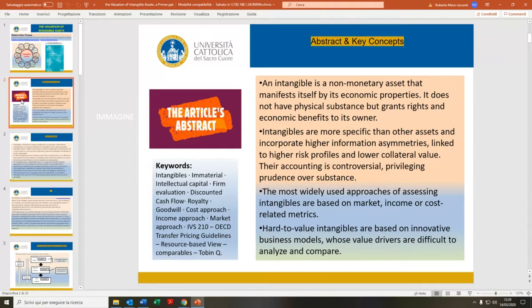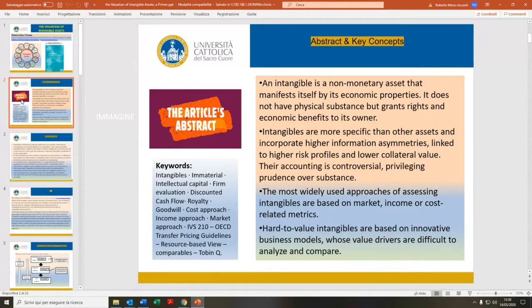In general, we can say that intangibles are more specific than other assets and incorporate also higher information asymmetries. So there is a higher risk profile and a lower collateral value. Whenever a firm that incorporates an intangible goes from a going concern to a breakup value, then the residual value of the intangible is typically very limited. And in many cases, it is corresponding to zero.